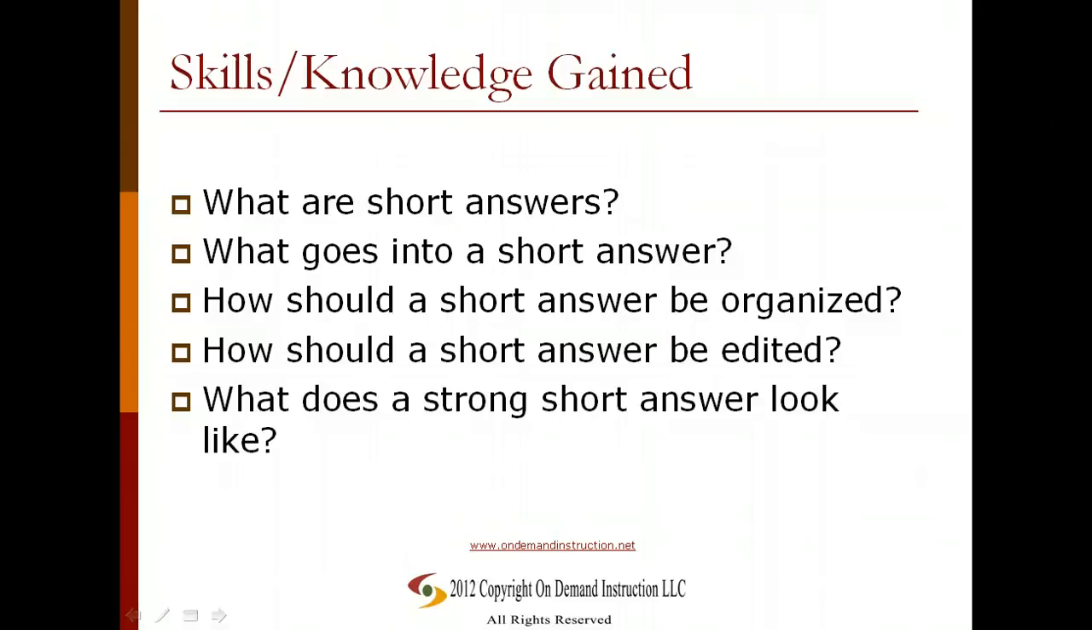At this point, information that you should have: what are short answers? What goes into a short answer? How should a short answer be organized? How should a short answer be edited? And what does a short answer look like?